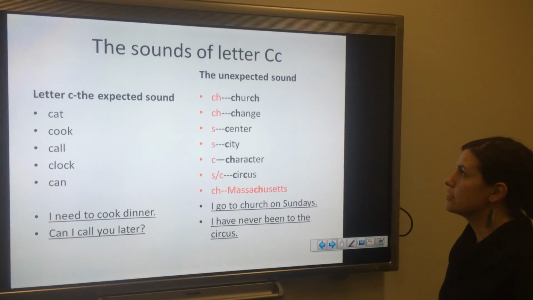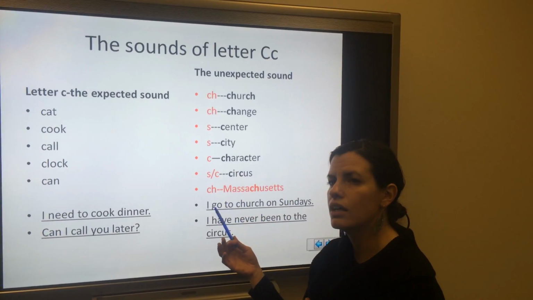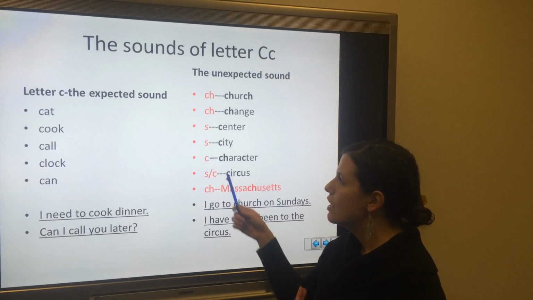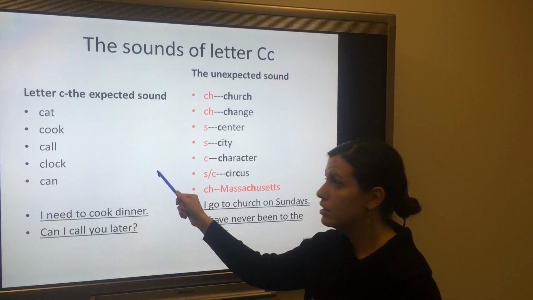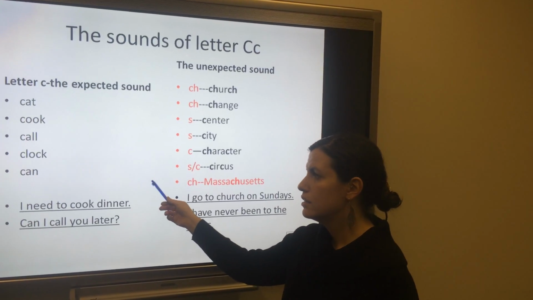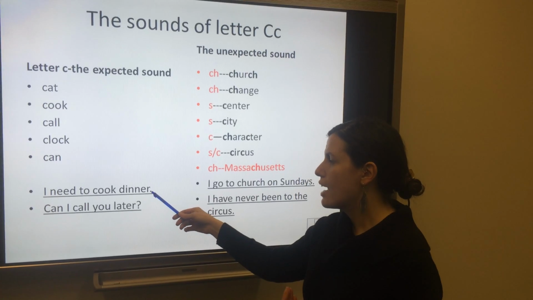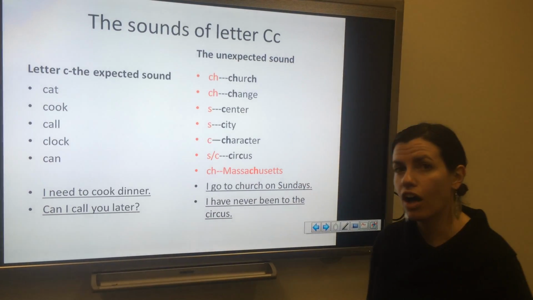Okay, the sounds of letter C. We have the expected sound, the k sound. Cat, cook, call, clock, and can. And let's take a look at our sentences. I need to cook dinner. Can I call you later?